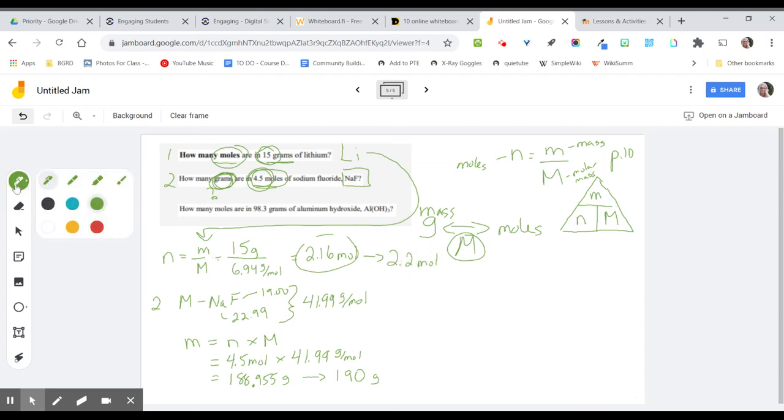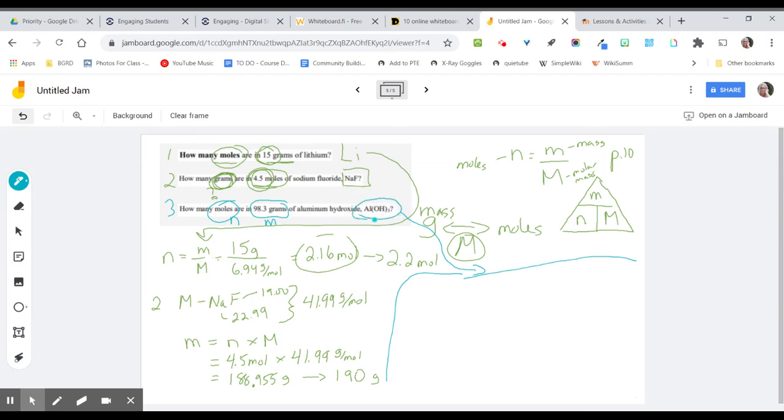Okay. Question number 3, I'm going to do in another color so it's a little easier to see. I'll do question 3 down here. How many moles? Okay, so we're looking for moles again this time, which is n. See how I'm always circling this stuff in the question to identify what they're actually asking? That's a really handy technique. So how many moles are in 98.3 grams of aluminum hydroxide?